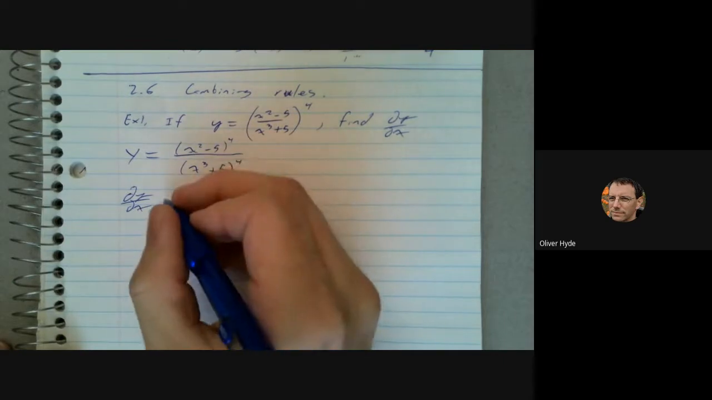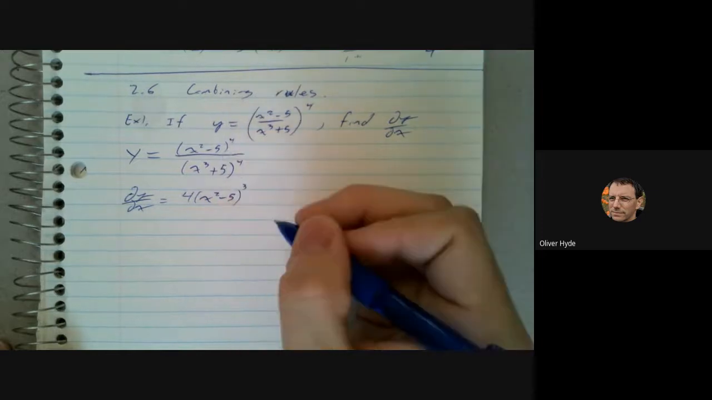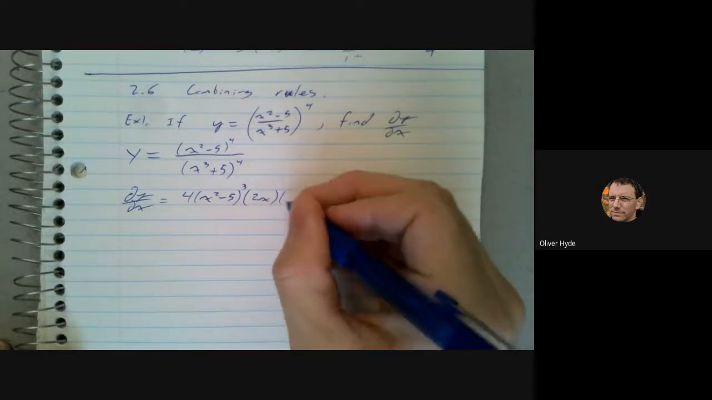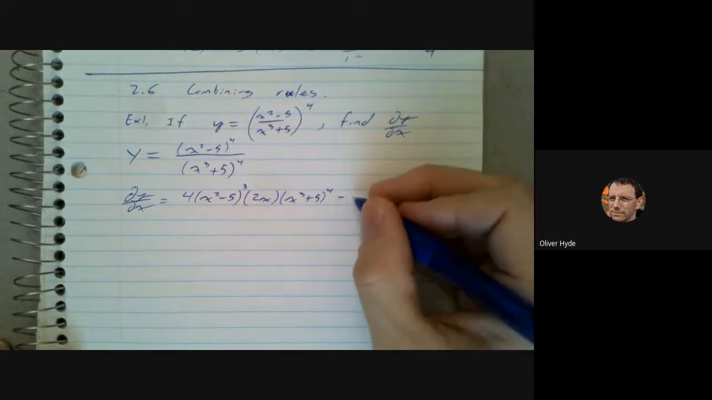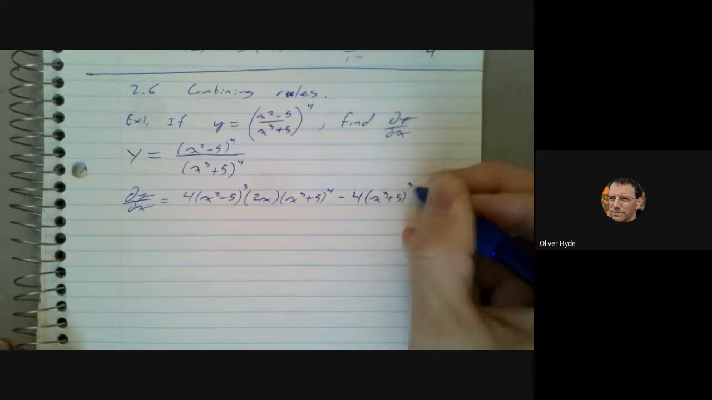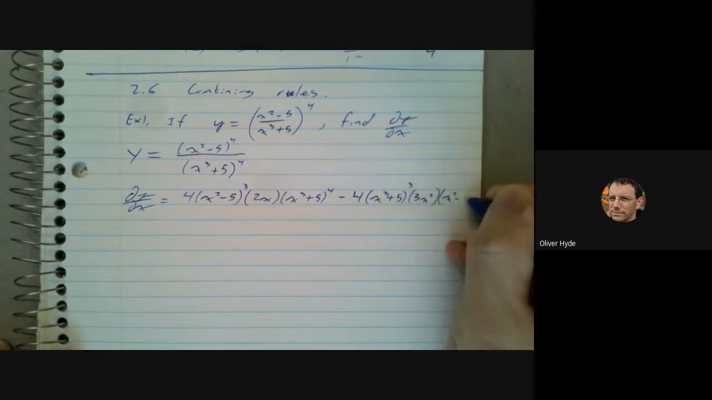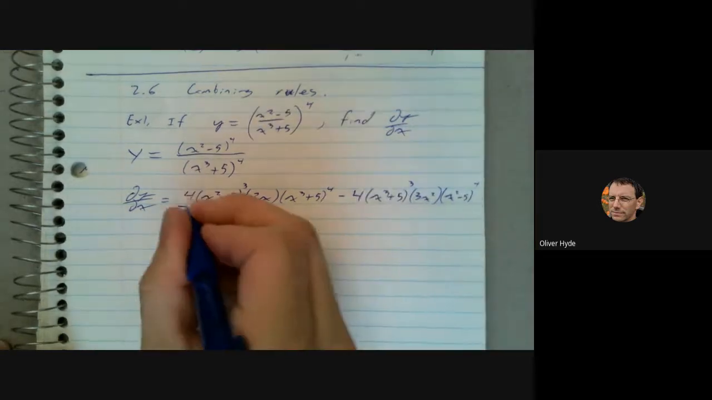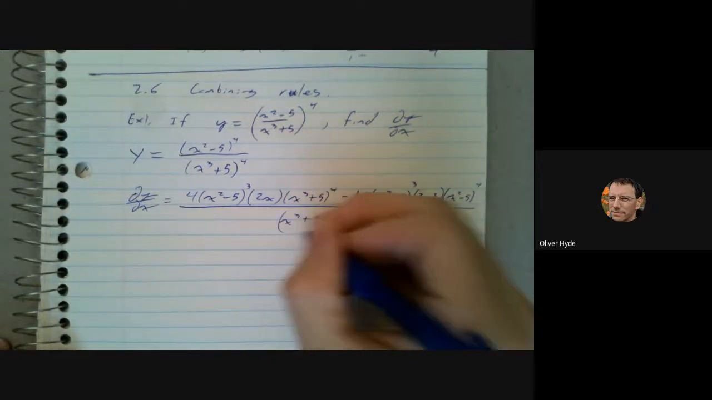Let's do the derivative of the outside, the derivative of the power in the top with respect to the base, multiplied by the derivative of the base with respect to x, times the bottom, minus the derivative of the bottom, the derivative of the outside of the bottom with respect to the inside, multiplied by the derivative of the inside with respect to x, times the top all to the exponent 4, all over the bottom.